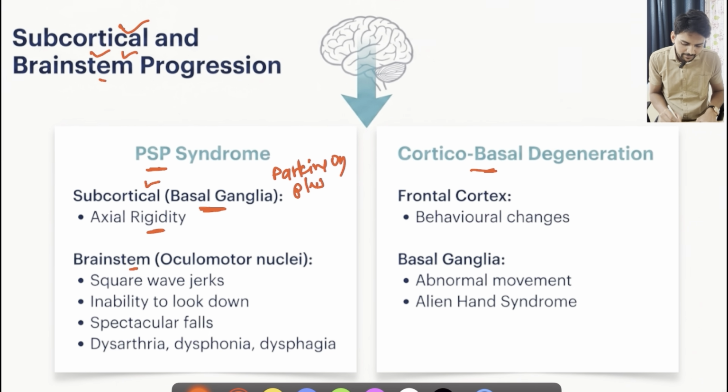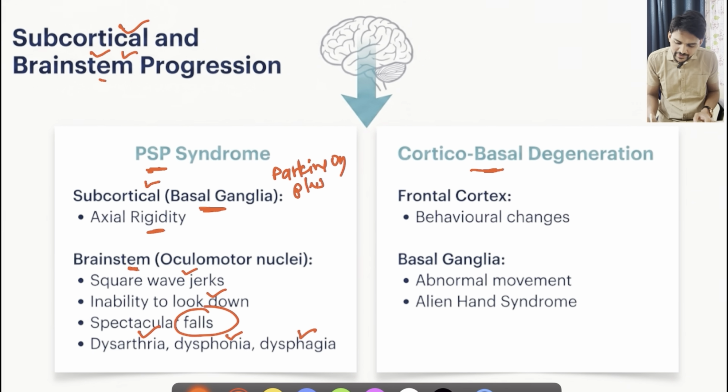Also, due to brainstem involvement, we will be able to see square wave jerks and the person will not be able to look down. That's why there might be spectacular falls. Also, due to brainstem involvement, there might be dysarthria, dysphonia or dysphagia. So these are some typical presentations of PSP syndrome.